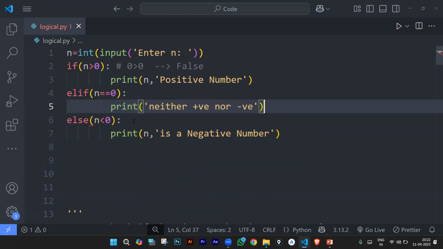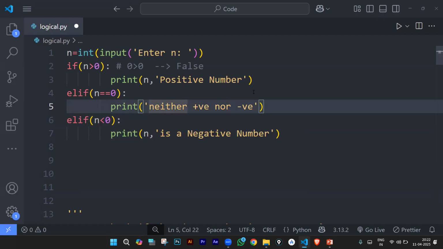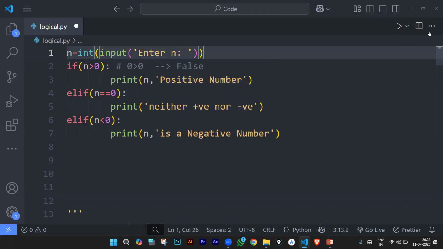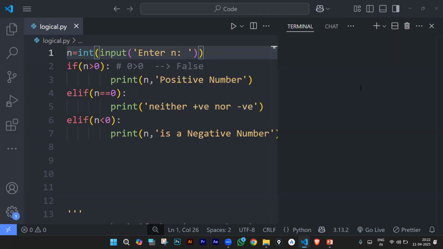So if I don't write it, I can also go with elif. Elif n less than 0. You see, did I write any else here? Or during writing if statements, did we write any else? No. Else is optional. If you want to write it, you can write it. Otherwise, not needed. So now run this. See, it will run absolutely fine. Same as before.